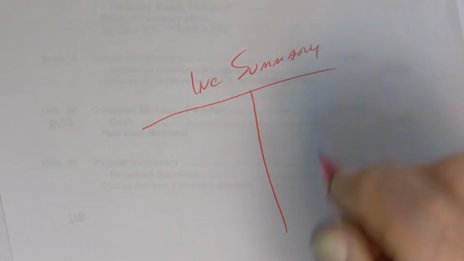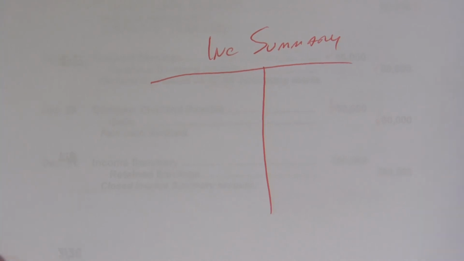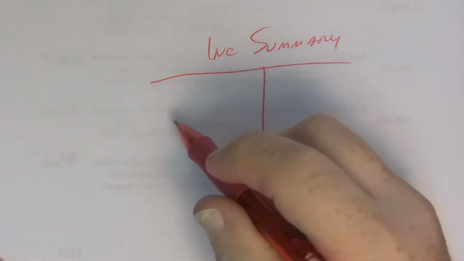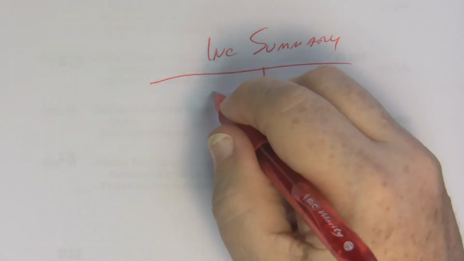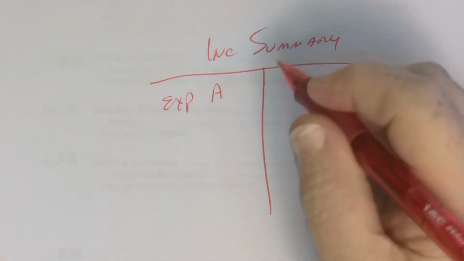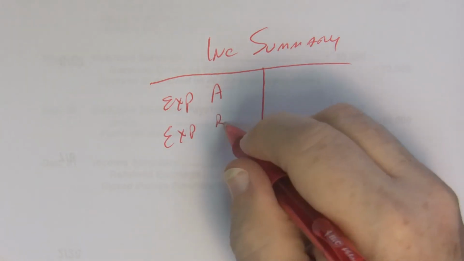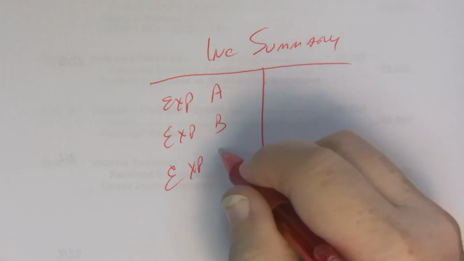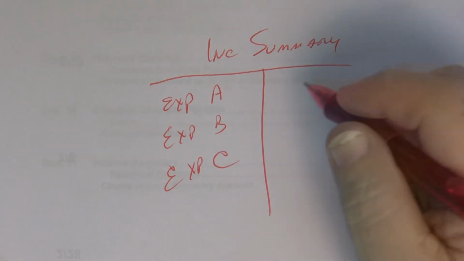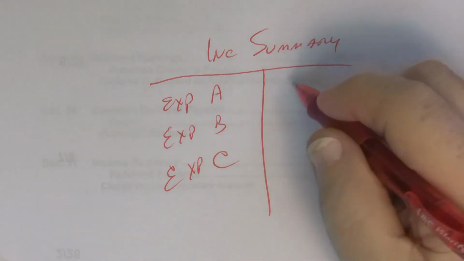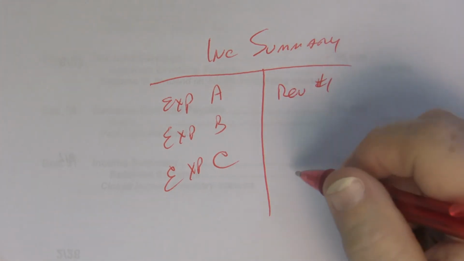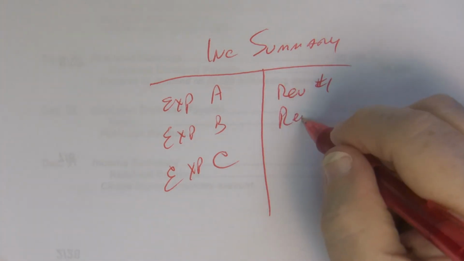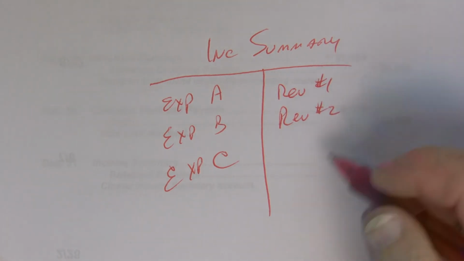When you're closing your accounts at the end of the period, you carry all your expenses over. You credit the expense, you debit income summary. So we credit expense A, debit income summary. Credit expense B, debit income summary. Credit expense C, debit income summary. Then we go to the revenue accounts. We debit the revenue account, credit income summary. We debit the other revenue account, if there is another revenue account, credit income summary.